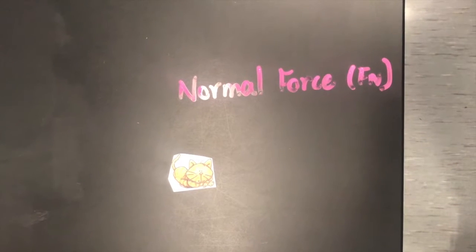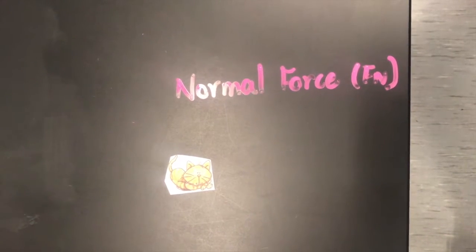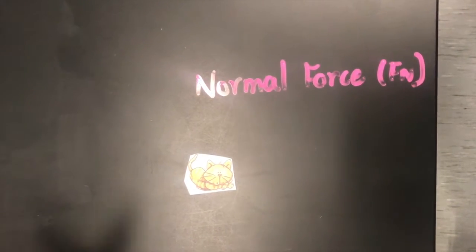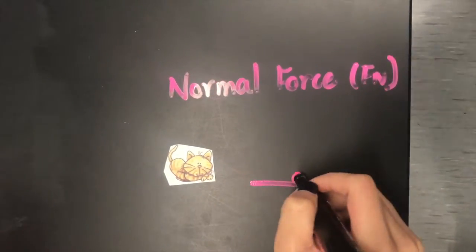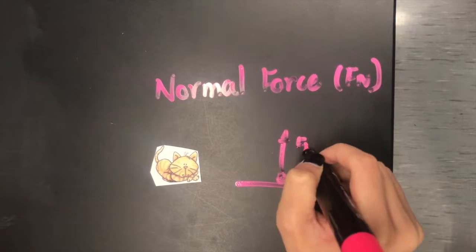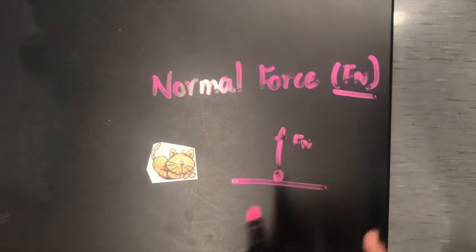The normal force is a supporting force exerted upon an object that is in contact with another stable object. It is also perpendicular to the surface. In this case, we have a cat resting. We have the surface, the dot as the cat, and the normal force going up. The symbol of the normal force is Fn. That's why we use Fn in here.